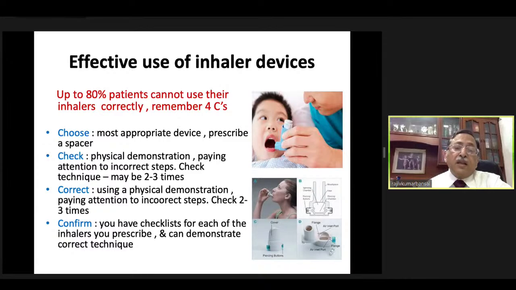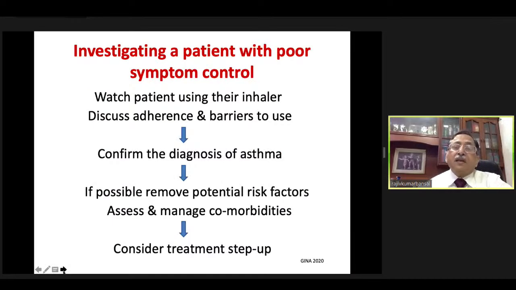You have checklists for each of the inhalers you prescribe and demonstrate the correct technique. So the four C's are choose, check, correct, and confirm. And this needs to be emphasized every time a patient comes to your OPD for treatment. So again, in a child with poor symptom control, watch the patient using the inhaler, discuss adherence and barriers to use. There may be certain barriers in the minds of people: this might harm my child, this I cannot do, I don't like it, or what others will think. Is my child asthmatic? It might be a taboo to them, but all those smaller or bigger things which come to their mind need to be addressed at this point of time.